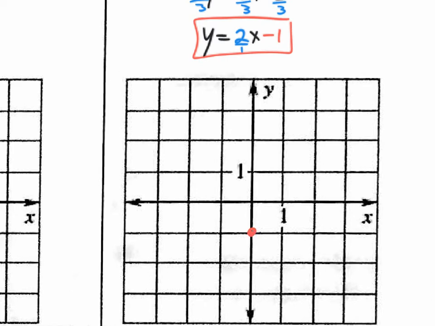And from this point, I'm going to go up 2 over 1, and put a dot right here, up 2 over 1. So here's my dot. Let's connect the dots, put some arrows. We're done. Let's move on.